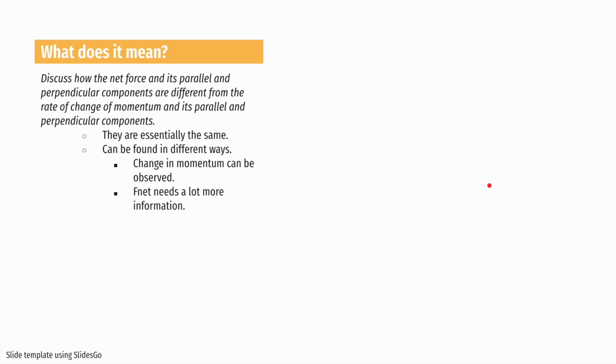So what does it mean? Discuss how the net force and its parallel and perpendicular components are different from the rate of change of momentum. As we can see in the code, I did F net is equal to dp dt, so we can see that they're essentially the same. The only difference is that they can be found in different ways, and the change in momentum can be observed, while the F net needs a lot more information to be calculated. The change in momentum is also calculated, but it can also be observed in different ways, so it's essentially the same but also a little bit different.